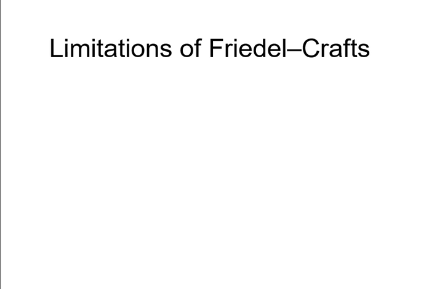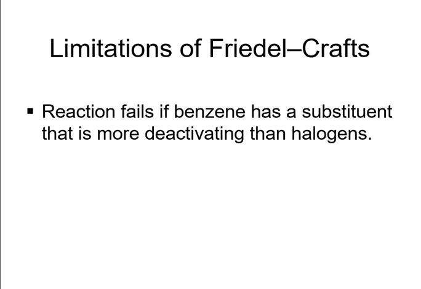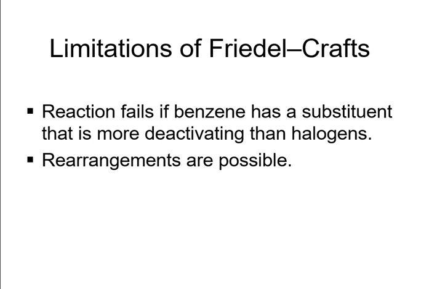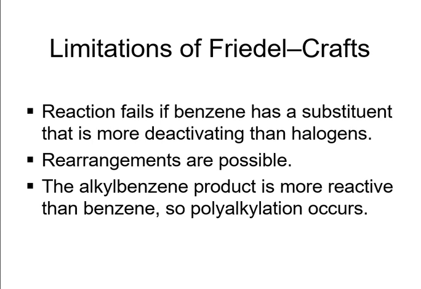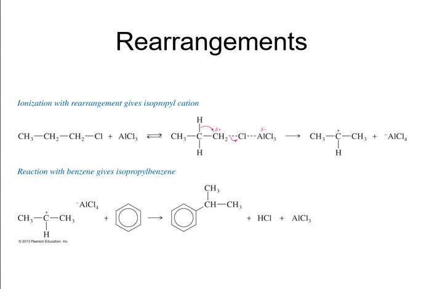All right. Now here are the limitations. Okay, reaction fails if benzene has a substituent that is more deactivating than halogens. So if you have a deactivating group on your aromatic ring, you're really not going to do a Friedel-Crafts. It's going to be hard to do. But the main one is rearrangements. That's the one that I kind of want to emphasize the most, are the rearrangements. Okay. The other thing is that the product is more reactive than the original compound. I'm not going to stress too much on those. It's really the rearrangements.